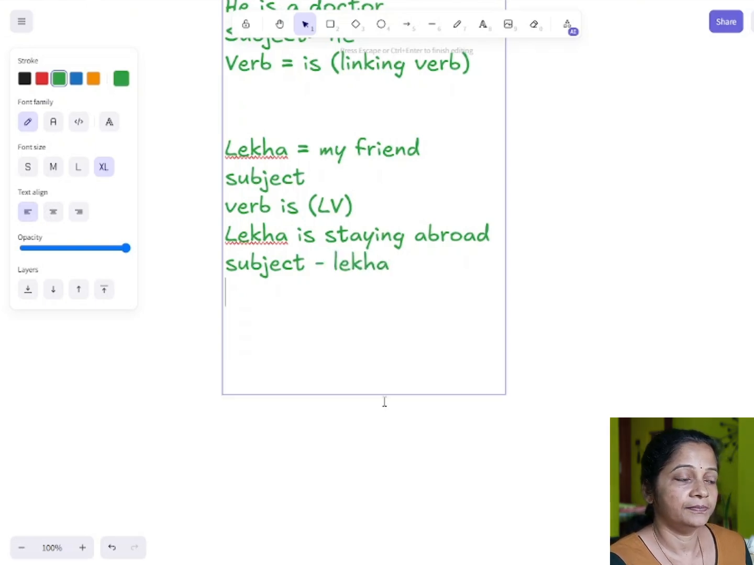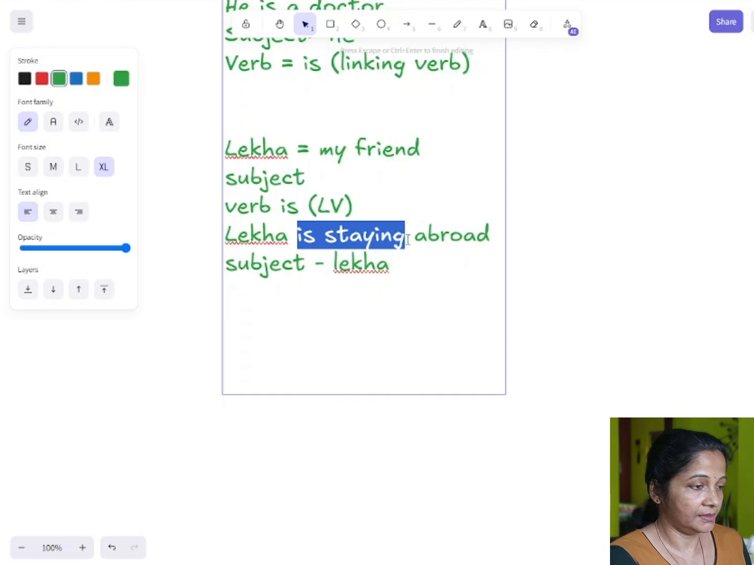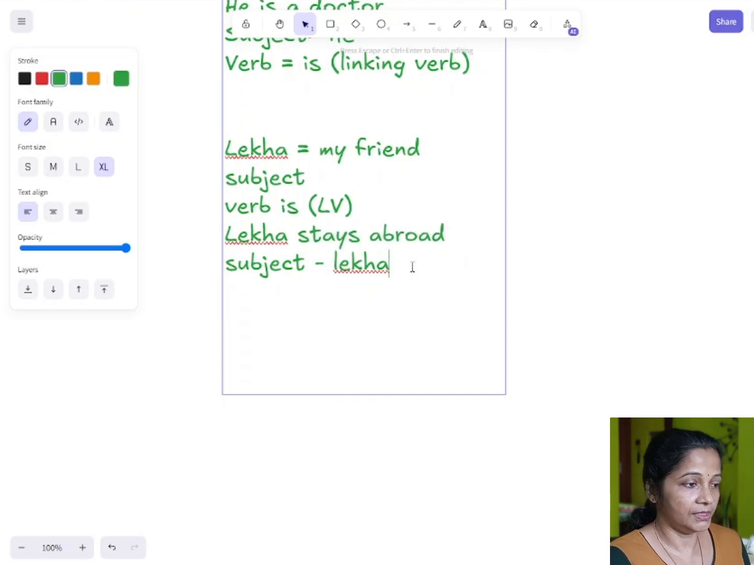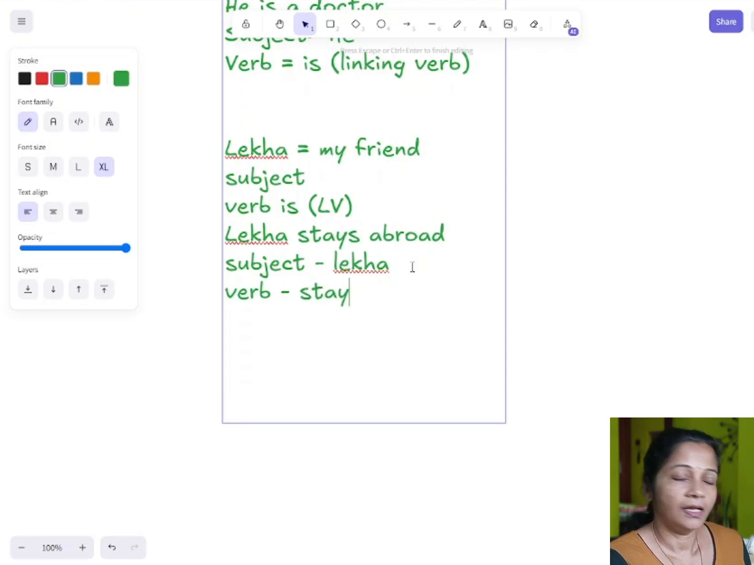What is the verb here? Let me change this to a simple sentence. She stays abroad. Okay, now is it easy to identify the verb? Verb is stays. Okay, now tell me what is stays.